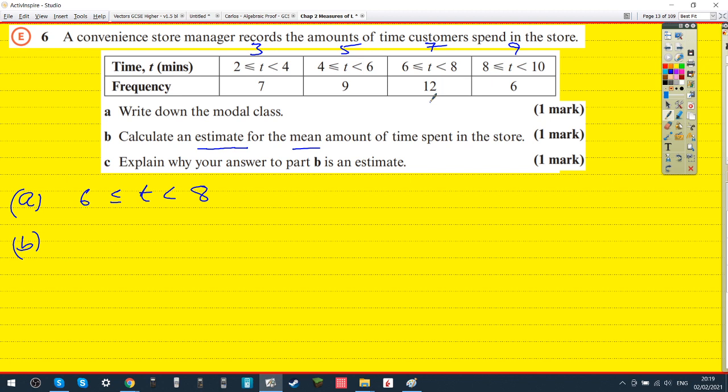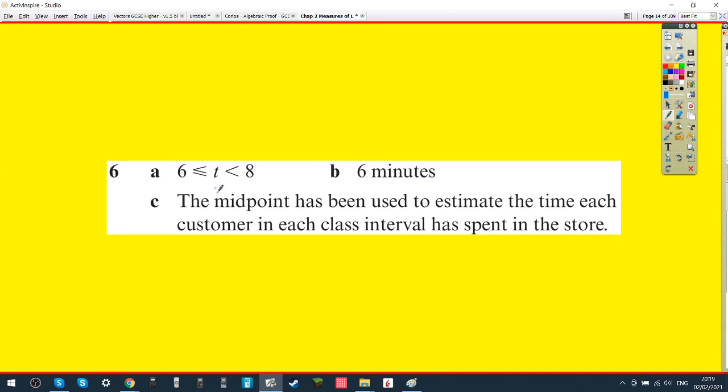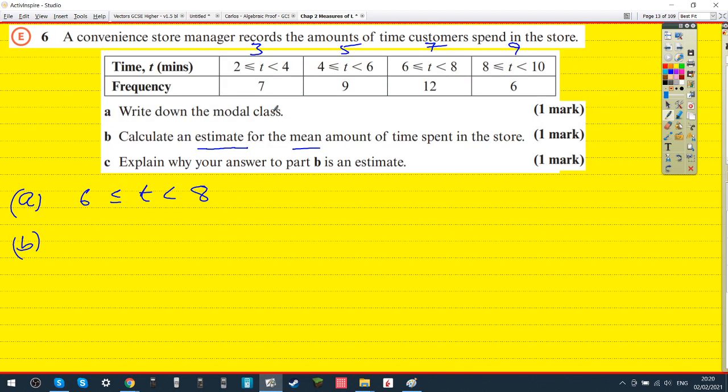Add them all up. And C, explain why your answer to part B is just an estimate. Because we use the midpoint. Correct. It might be different. Like it might be a higher range or a lower range. It can't just be the middle all the time. Yeah, we just assumed that all 7 were exactly 3 minutes. In reality, they could be kind of skewed towards 2 or towards 4. Like, we don't know.